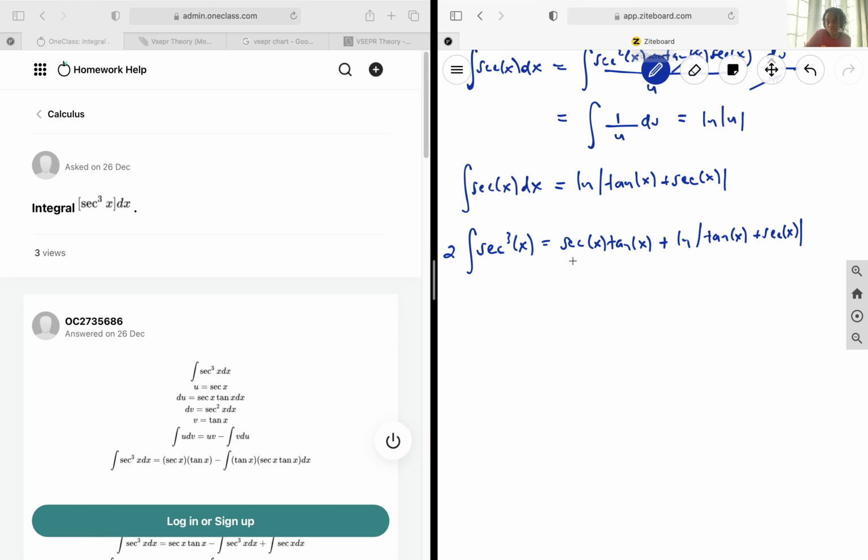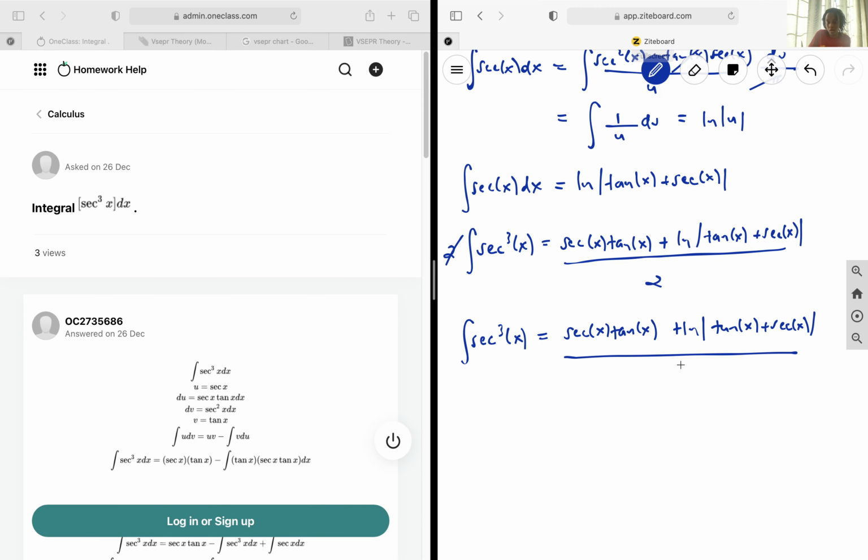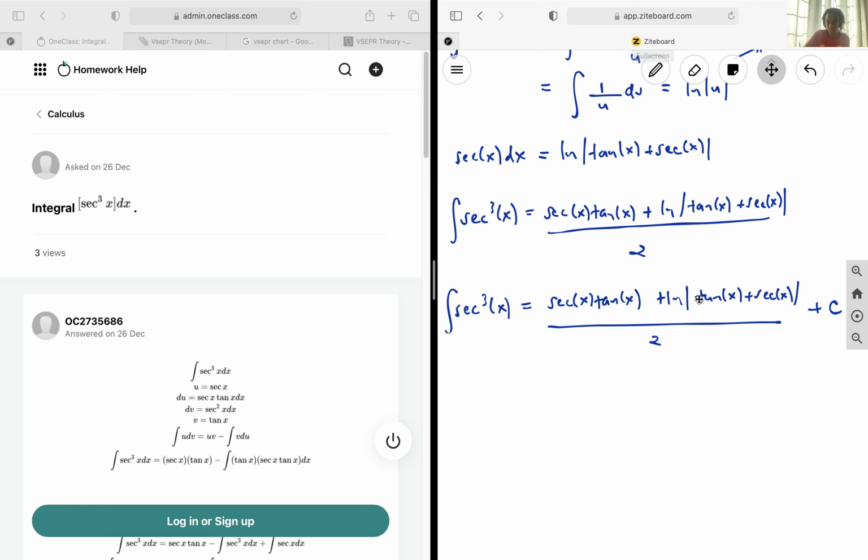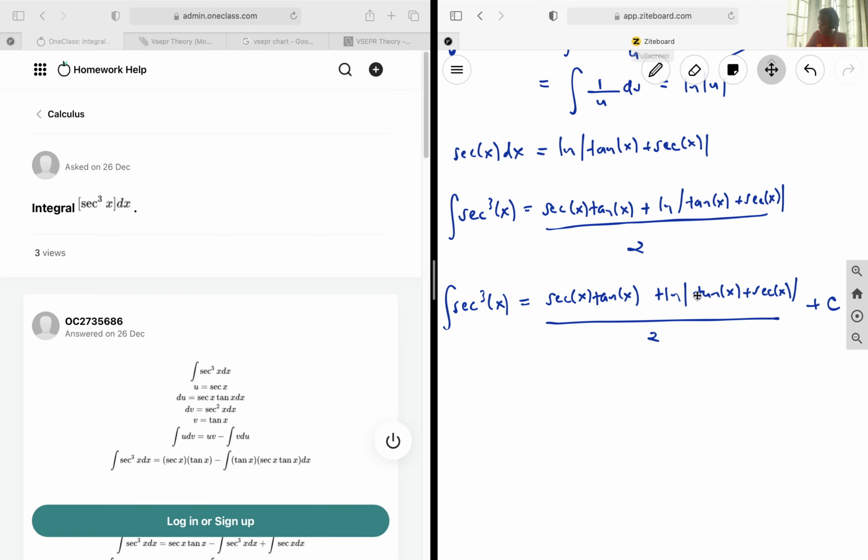Actually, let's move over the 2 first, so over 2. And so we get the integral of secant cubed x is equal to secant x tan x plus the ln of the magnitude of tan x plus secant x all over 2. And then now is when we can add our plus c, because this is our final product. So plus c. And that is going to be our final answer.